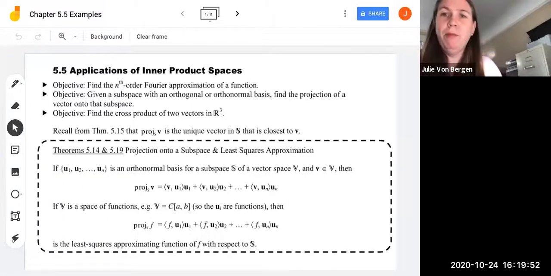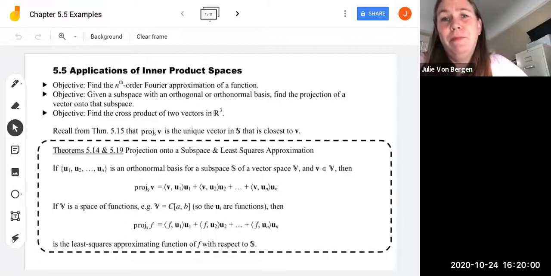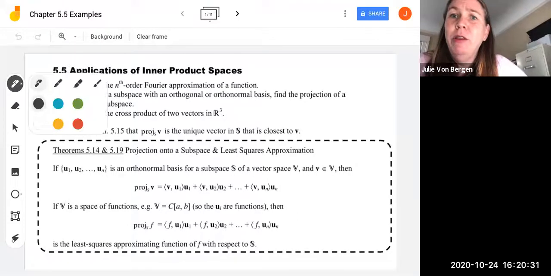So recall from Theorem 5.15 that the projection of v onto S is the unique vector in S that is closest to v. So Theorems 5.14 and 5.19 combined tell us about projection onto a subspace and the least squares approximation. So if u1 through un is an orthonormal basis for a subspace S of a vector space V, so remember, since this is an orthonormal basis, each vector is orthogonal to every other vector in the basis, and also these are unit vectors, so that's why we're using u1 through un here to denote these vectors.